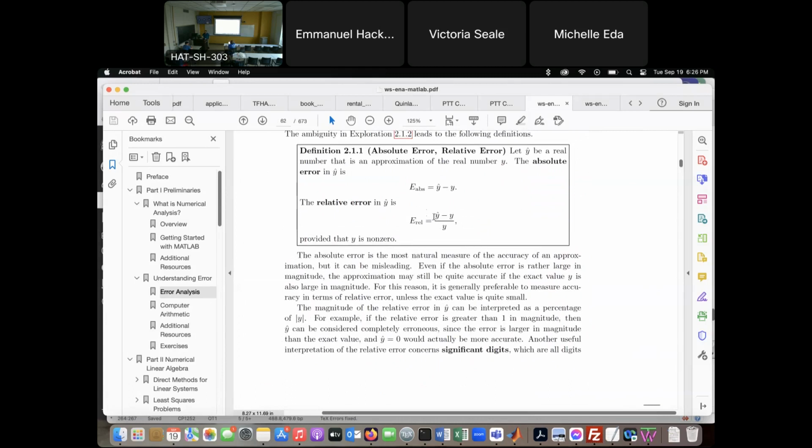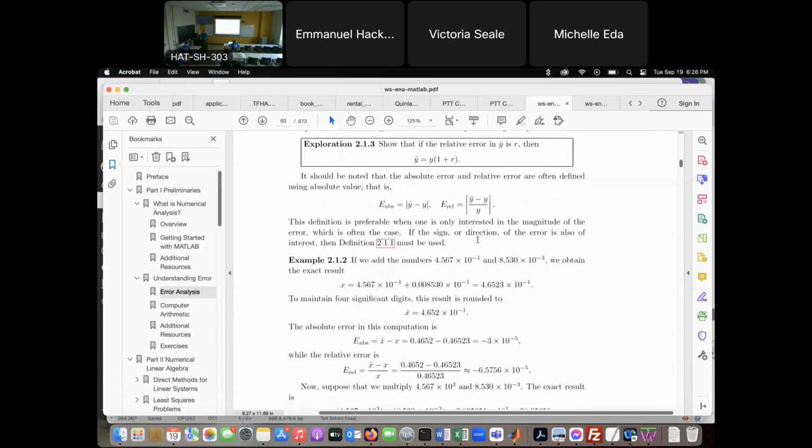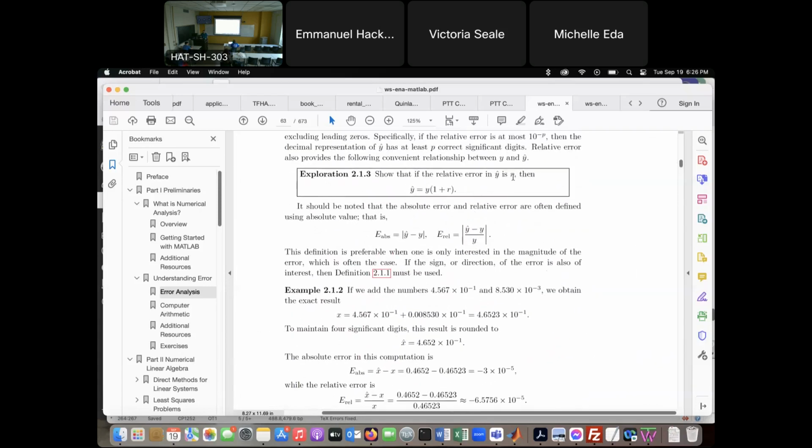So here, if you say that the relative error is R, you set this equal to R, and then rearrange. That's all you have to do. Yeah, because it's saying that the relative error in y hat is R.